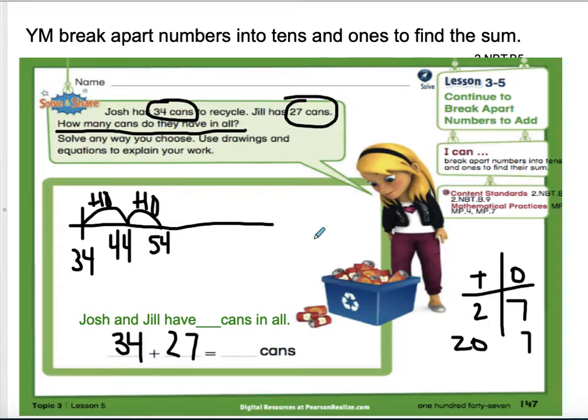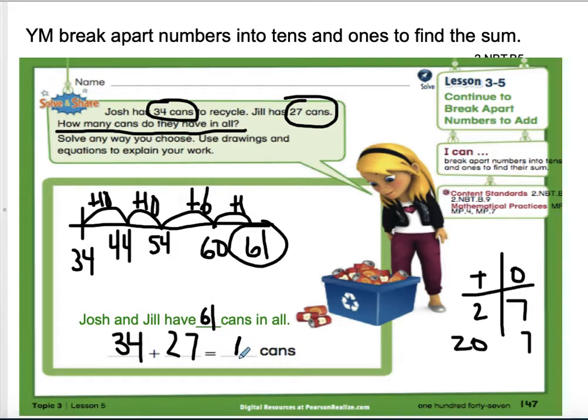Now I have to add 7. I know that plus 6 is going to bring me to a friendly number of 60. And now I still need one more to add my full 7. So it's 61. Let's make sure I added 27. 10, 20, 26 plus one more is 27. So 34 plus 27 equals 61. So Josh and Jill have 61 cans all together.